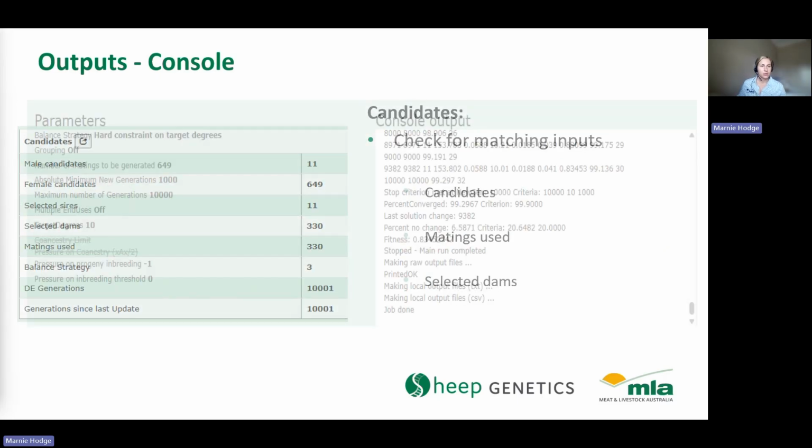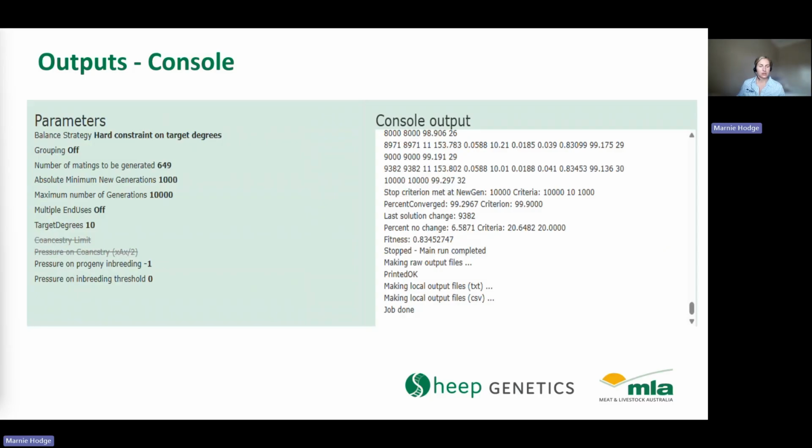Sorry, the other thing that you probably should double check in terms of the console output is this parameters section on the left-hand side. So you want to cross-check the number of matings to be generated is actually what you inputted in the setup of MateCell, and also the target degrees as well, that it actually aligns with what you set MateCell up to do.